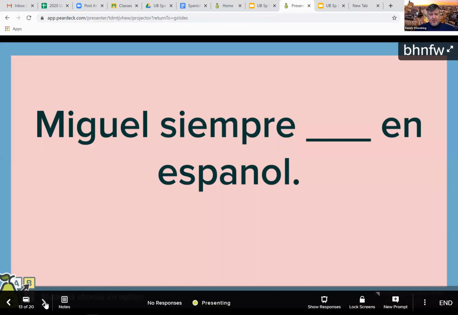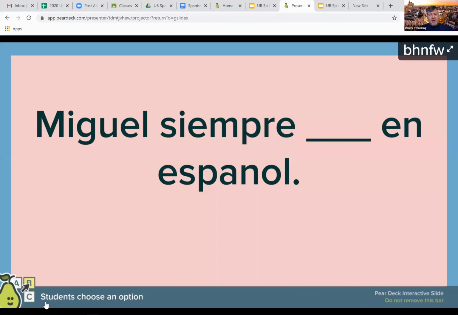Okay, let's do this. This is going to be a little different now. We're going to put this in a real world context. Same kind of situation though. Miguel siempre blank in español. You're going to choose which one you think it should be to complete the sentence correctly here.